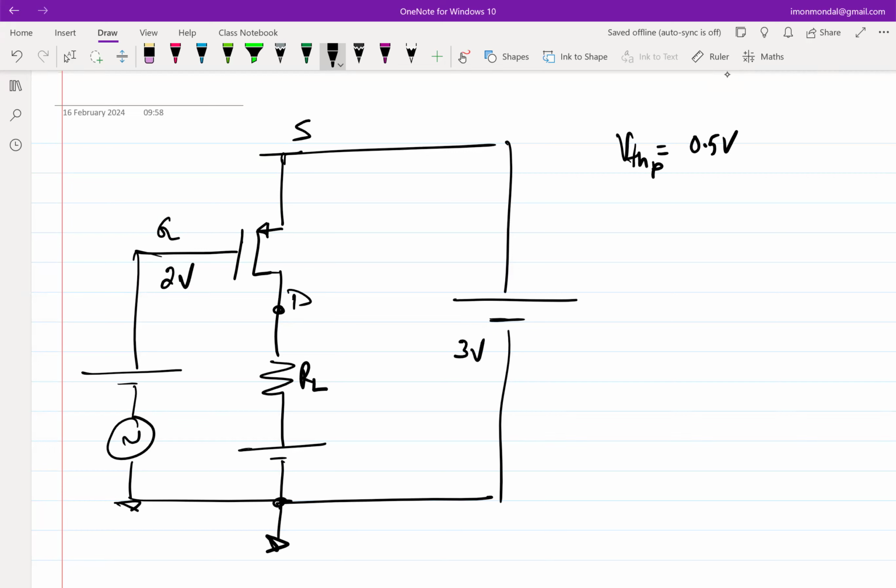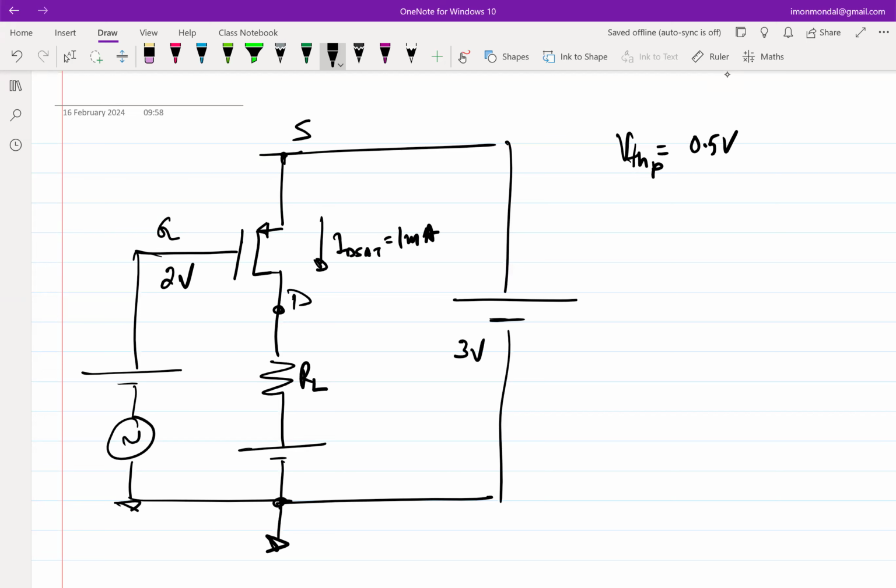And then I further said that the current will be decided by mu P C ox W by L times VSG minus VTH whole square. I mean, we can do the calculation, but let's assume that for these values of source and gate voltage, the current was like ID sat, which is 1 milliamp.